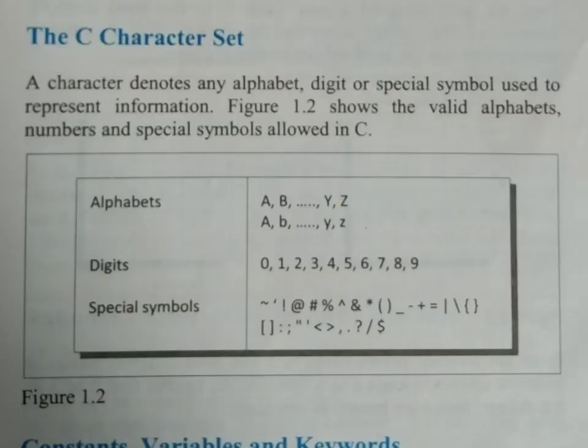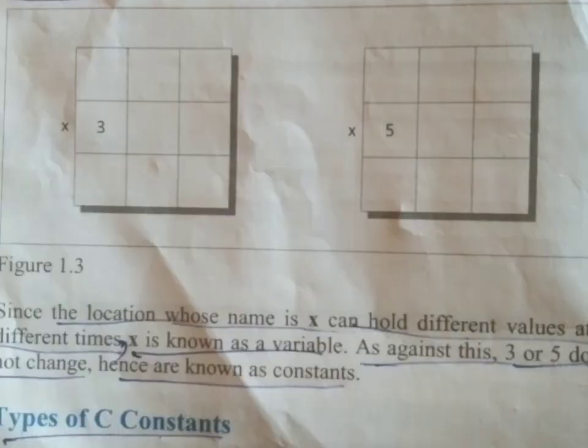A character denotes any alphabet, digit or special symbol used to represent information. This figure shows the valid alphabets, numbers and special symbols allowed in C language. Now let us see how to construct the constants, variables and keywords in the C programming language. The alphabets, numbers and special symbols when properly combined form constants, variables and keywords.